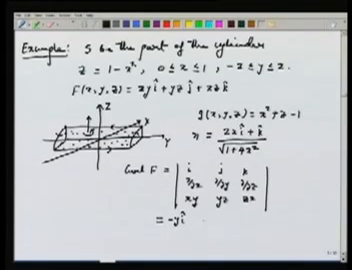Then comes j. With j, I first apply del z on xy, which is 0, then minus del x of zx, which is minus z j. Then k, I first apply del x of yz, which is 0 because it has no x, minus del y of xy, which has 1y, so it is minus x k.